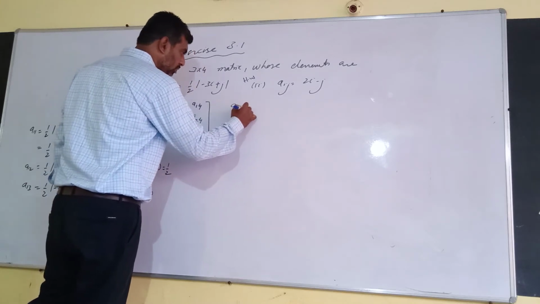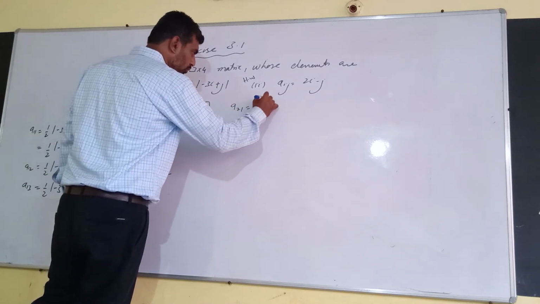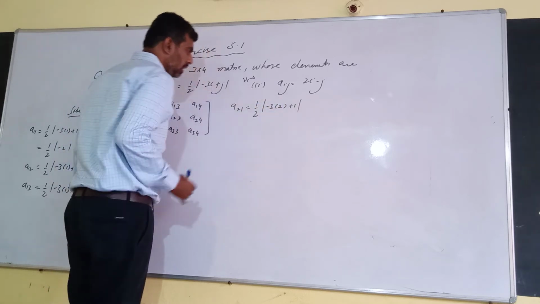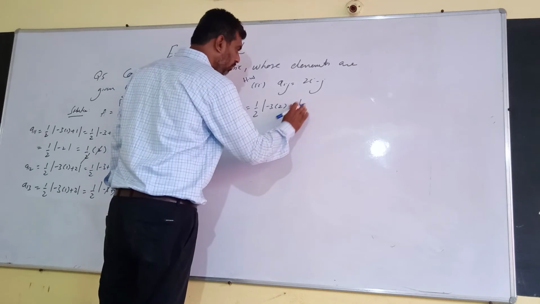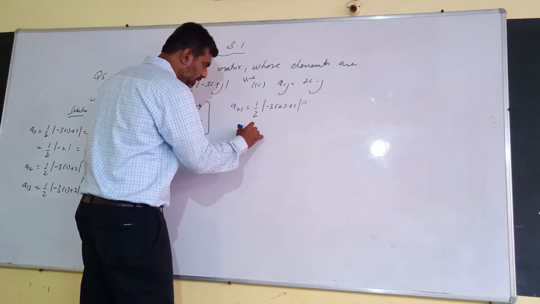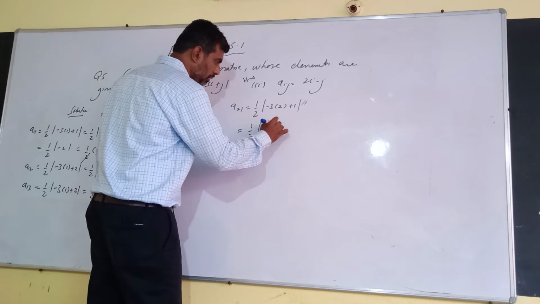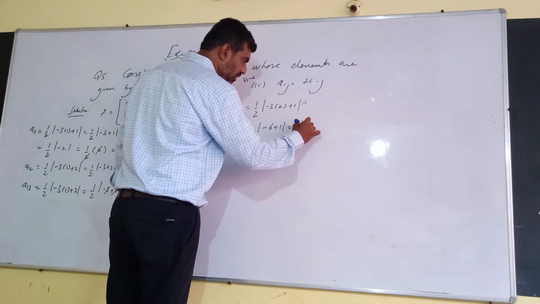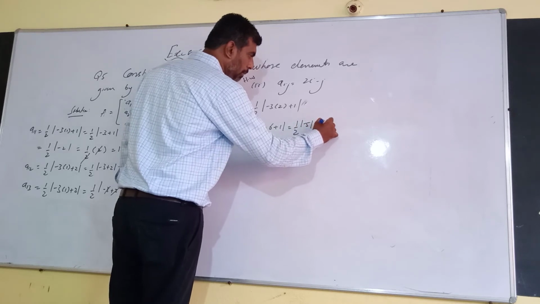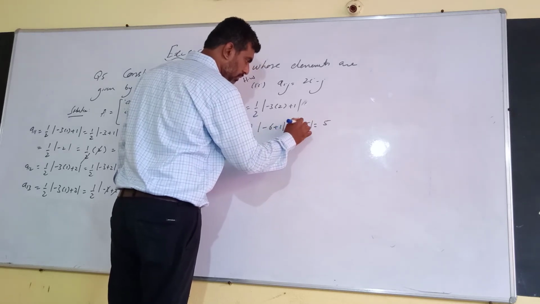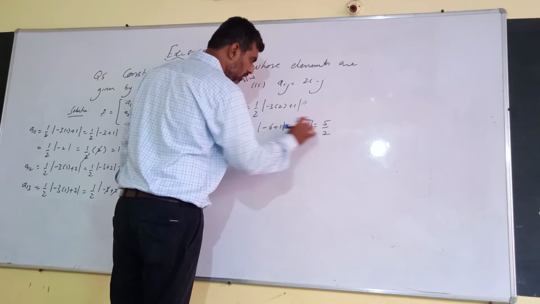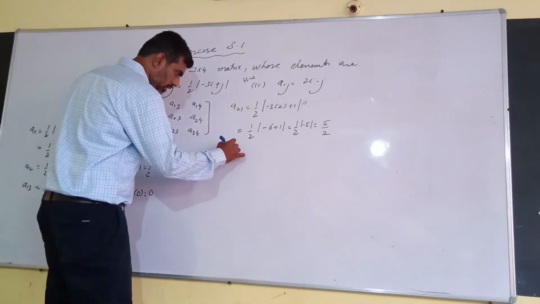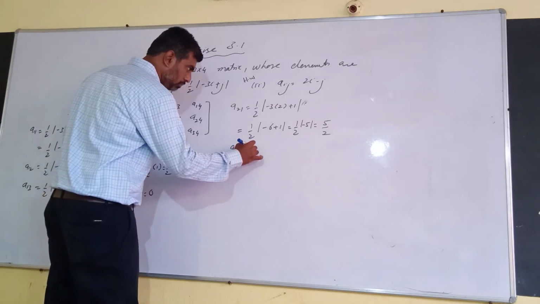Second row, first column. Now see, 1 by 2 absolute value of minus 3 into 2 plus 1. Now the absolute value of this: 1 by 2 into minus 6 plus 1. Minus 6 plus 1 will give us minus 5. Minus 5 will become plus 5. So 1 by 2 into 5, that is 5 by 2. Now, second row, second column.